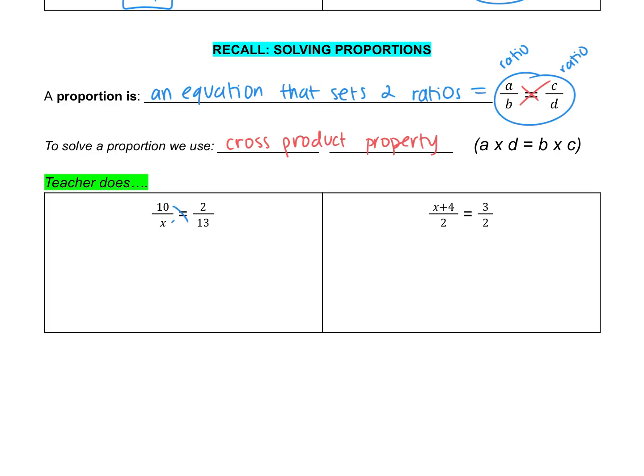First one, we cross multiply. So we get 10 times 13 is equal to 2 times x. So remember, after you cross multiply it, you end up with an equation with an equal sign. You don't have your fractions anymore. So we have 130 is equal to 2x. If we divide by 2, our x is 65.